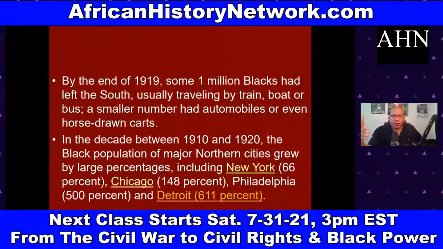In Philadelphia, it grew by 500%. And in Detroit, it grew by 611%. Okay. This is not talking about from 1915 to 1970. This is just looking at the decade between 1910 and 1920. During that period of time, we see these populations of African Americans drastically increase, and they're going to continue to increase, okay, through the 30s and the 40s and the 50s, etc.